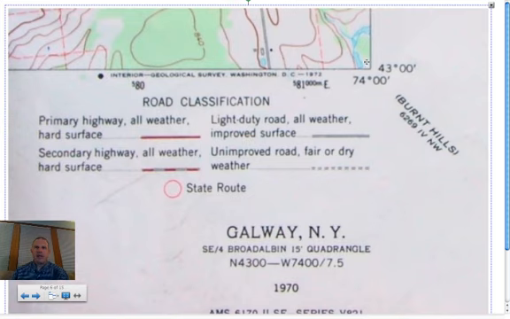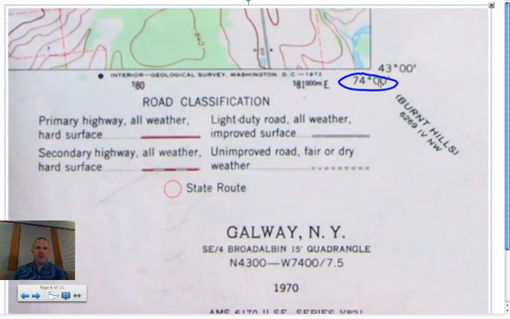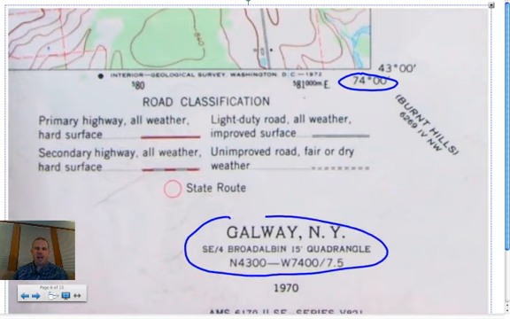So back onto the next corner, we're in the lower right-hand corner. We're still at 43 degrees, but notice now we're at 74 degrees. On the previous page, we were at 74 degrees, 7.5 minutes. Now we're over to the east, 74, 0. 7.5 minute map. So here are the road classifications. It shows you what the different roads are and some of the symbols. It also tells you down here that we were in the Galway Quadrangle and the year the map was made. In this particular corner over here, we could line up with the Burnt Hills map.